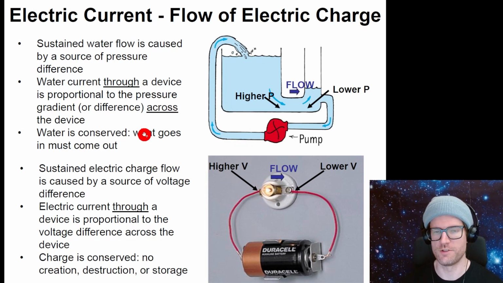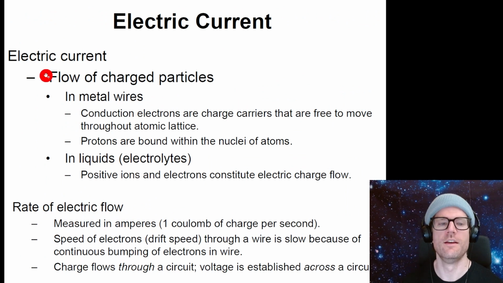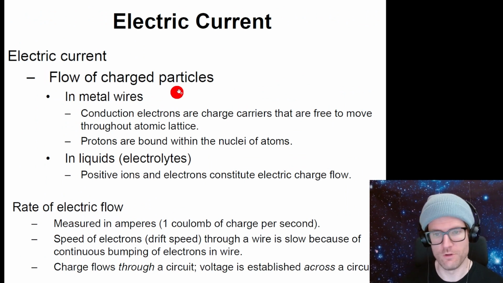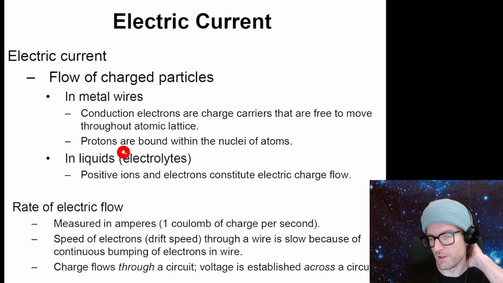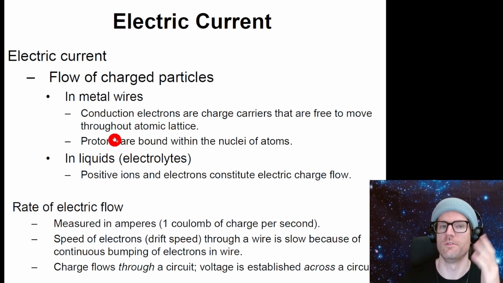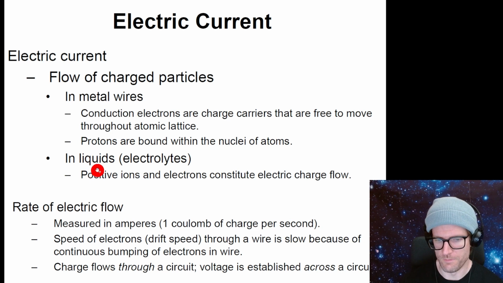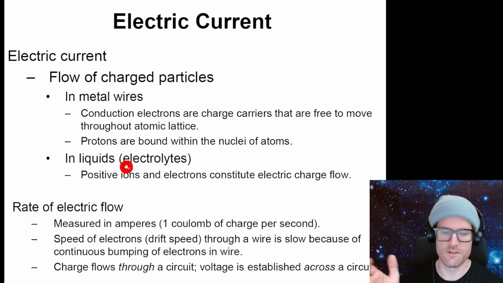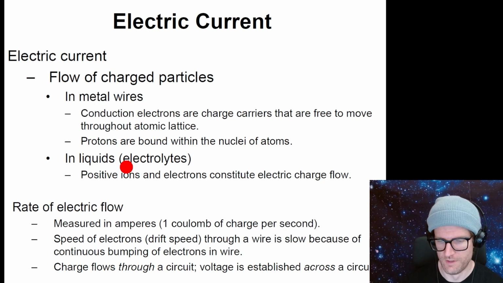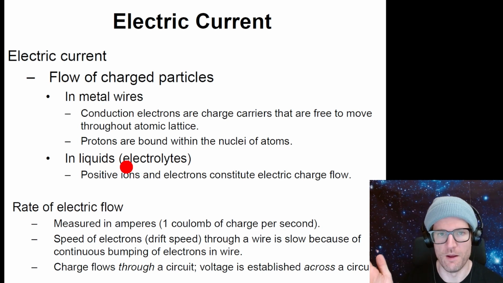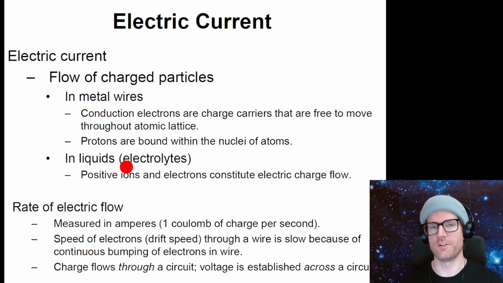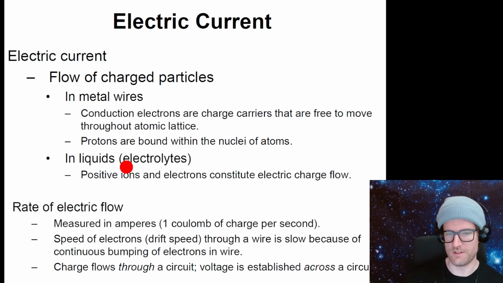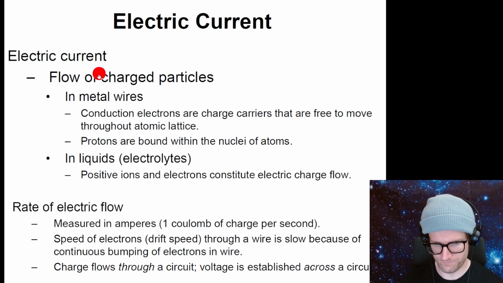Same thing with charge. Okay, electric current is the flow of charged particles. In metal wires, it's electrons. The protons are bound, so the protons can't move. The electrons move. In liquids, like electrolytes, there's lots of positive ions and electrons in the fluid. So it could be complicated what is carrying the charge. Could be ions that are positive, could be ions that are negative, could be electrons. Each fluid will be different.